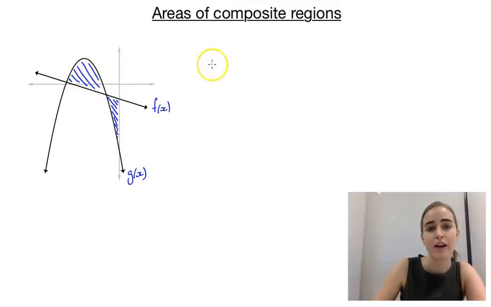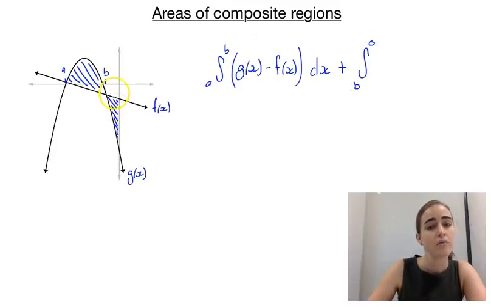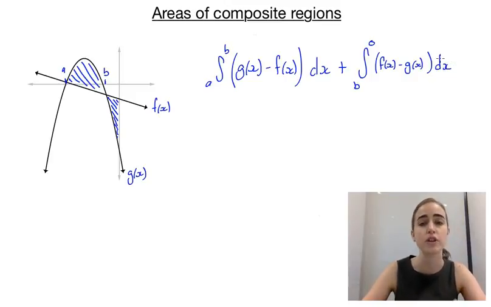below g of x, we'd have the integral, that's a, b, and 0. Between a and b, we'd want g of x minus f of x dx. And then we'd have to add on between b and 0. Because they've switched around, we'd actually want f of x minus g of x dx for that one. So just being careful, we might have to split it into two if those curves do cross over in our region. All right, so that's having a look at areas of composite regions.